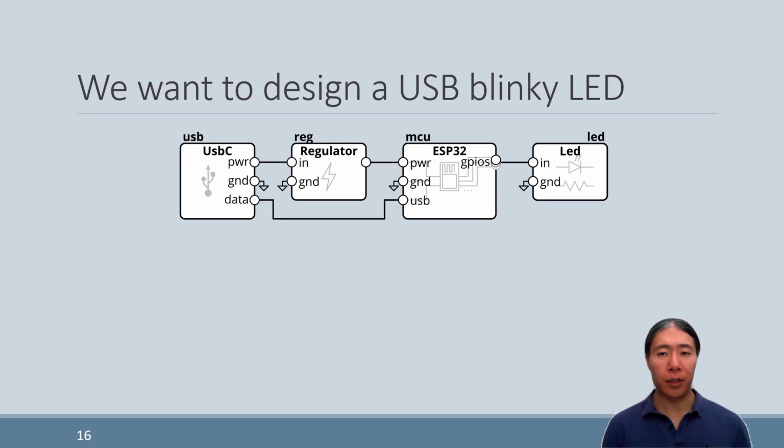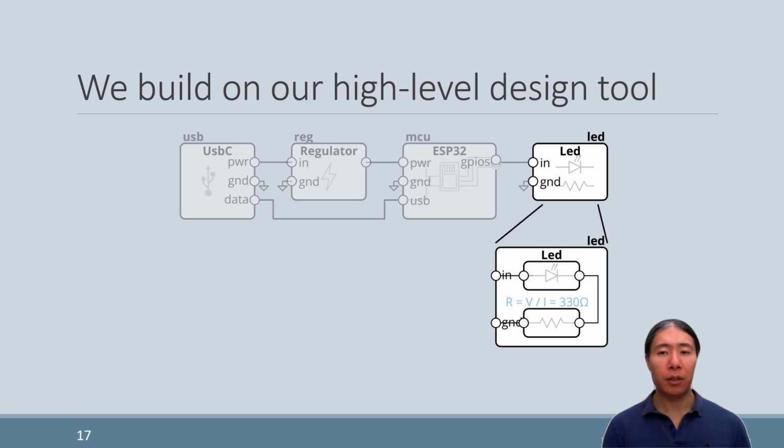We'll describe our system through an example design, a USB-powered blinky LED. Architecturally, this has a USB port for power, a microcontroller that runs code controlling the LED, and the LED itself. A voltage regulator adapts voltages for compatibility. The high-level design tool that we build on, which we presented a few years back, contains a library of these blocks. These blocks contain logic to generate down to a schematic level circuit, for example here, calculating the resistor value.